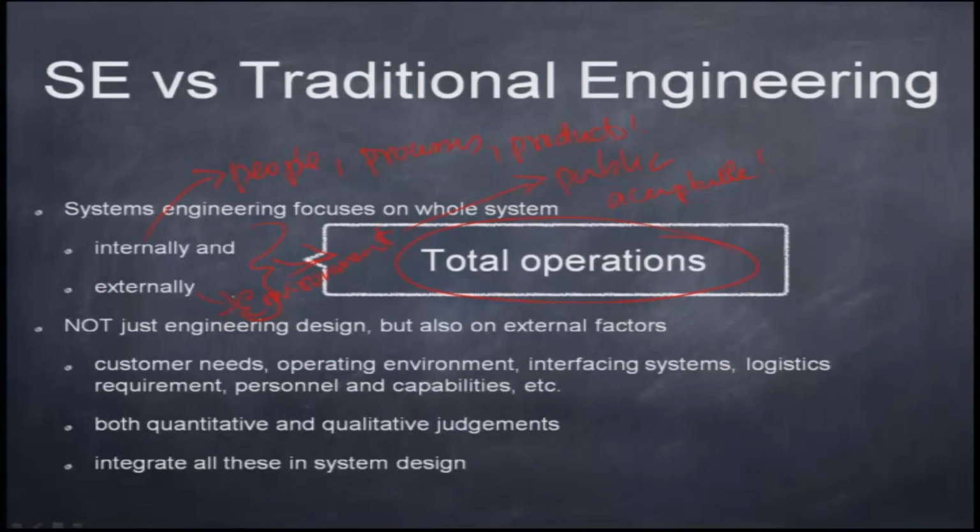So, it is not just an engineering design. Please remember this. This is one of the most important aspects. It is not just an engineering design, but it also has external factors on it. So, the customer needs, the operating environment, interfacing systems, logistics requirement, what type of things are required to transport it from place A to place B. Do we have the sufficient personnel to operate the system? Are there enough capabilities, or do we need to provide additional training or trading? All these kind of things are part of the systems design.